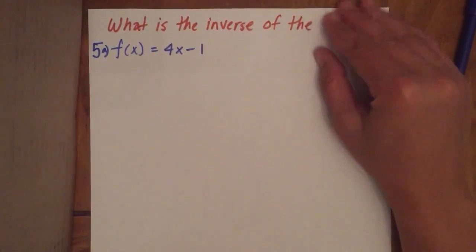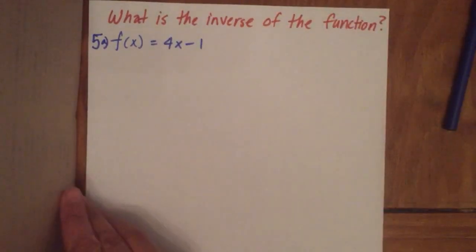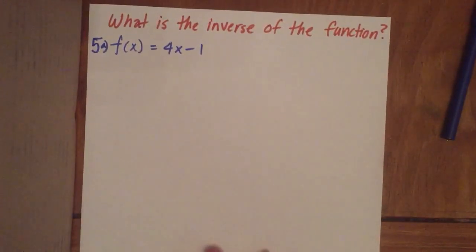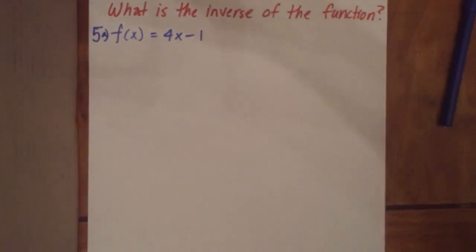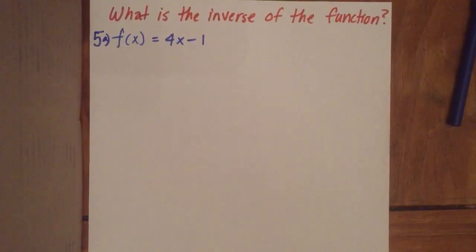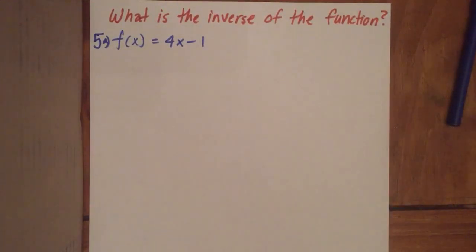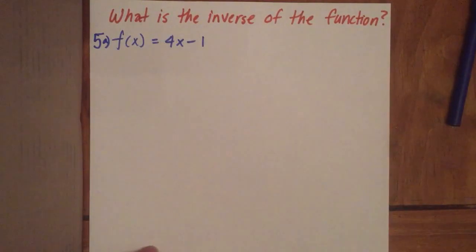This is part 5 of the review for the CFA on inverses and radical functions. What we're going to be looking at here is actually finding the inverse function. We're going to be given a function and actually trying to find the inverse of that function.